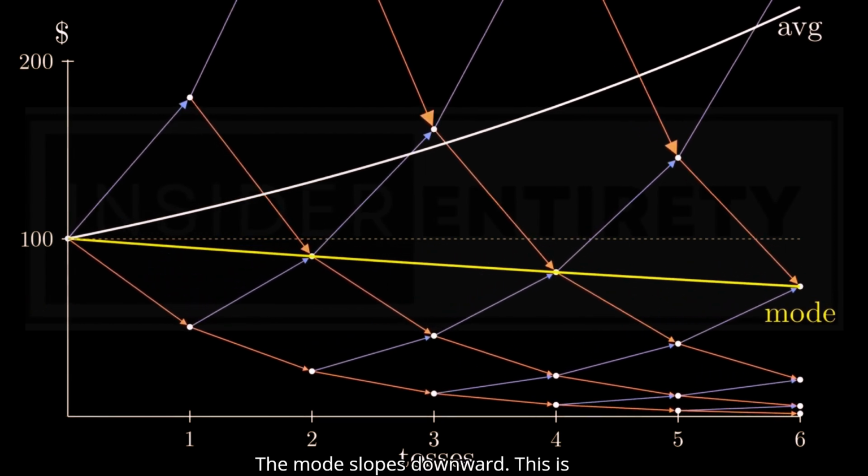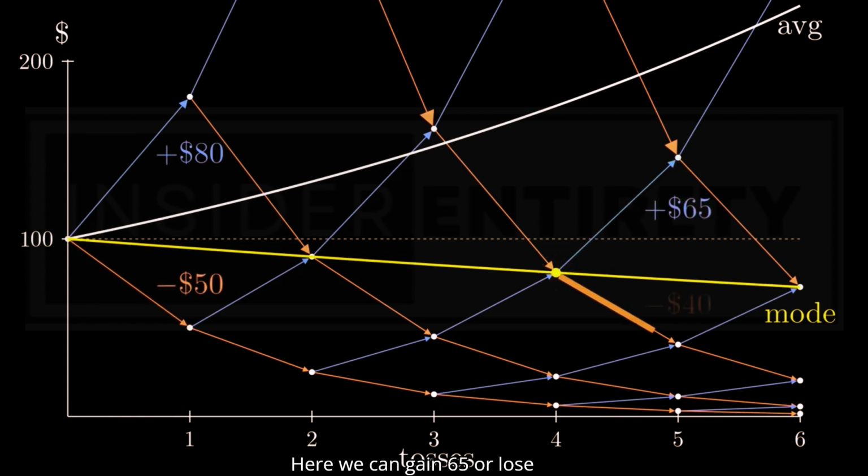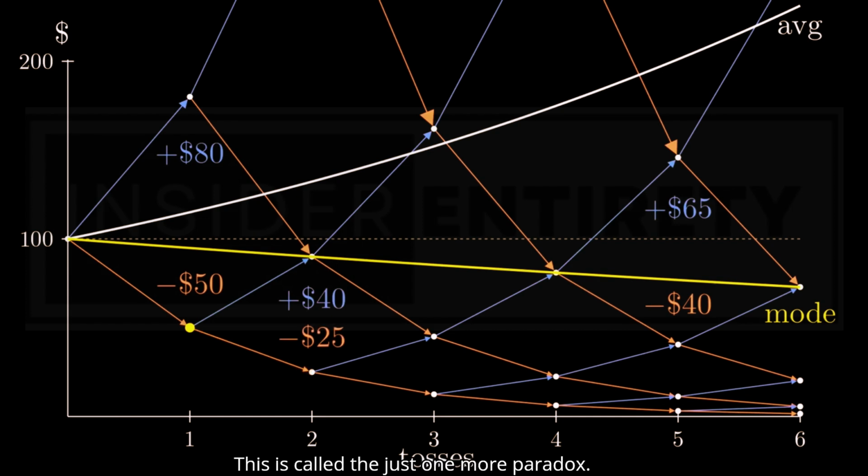The mode slopes downward. This is shocking since every coin flip seems favorable. Starting out, we can gain 80 or lose only 50. Here we can gain 65 or lose only 40. And here we can gain 40 or lose only 25. This is called the just one more paradox. Each individual flip seems good, but the outcome is bad. This paradox applies to everything from gambling to social relationships to life decisions. That's the beauty of math.